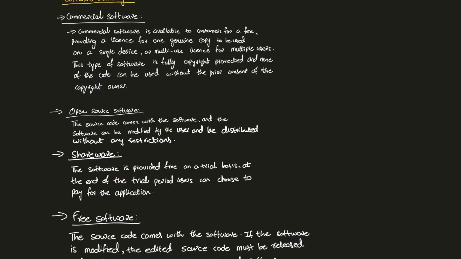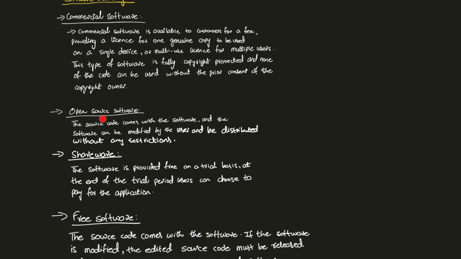For commercial software, this is available to customers for a fee. When they pay the fee, you provide them with a license for a genuine copy that should be used on a single device, or a multi-use license for multiple users. This type of software is fully copyright protected, and none of the code can be used without the prior consent of the copyright owner. That is really important here, because anyone who buys this software cannot change it.